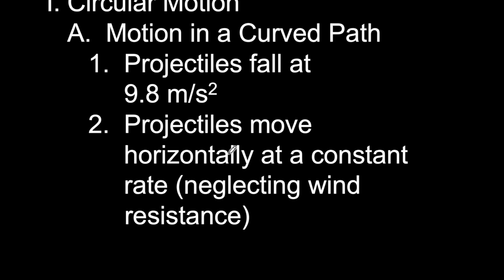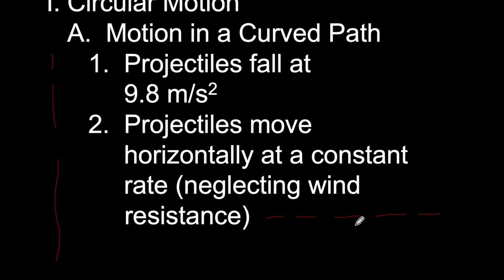Also, projectiles move horizontally at a constant rate. Again, we're ignoring wind resistance, but ignoring wind resistance, all objects move at a constant velocity horizontally. So in other words, as an object is moving across, it's going to be moving at a constant rate as it goes across. But as an object is falling down, it starts off slow, it goes faster, and it goes faster. So we have basically those two types of motion here. Vertically, an object is going to be falling down faster. Horizontally, the object will be moving at a constant rate.